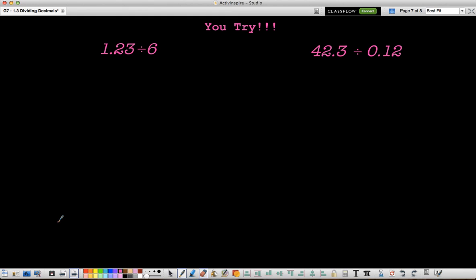Right, and then the last part of this are the you-try problems. So you have 1 and 23 hundredths divided by 6, and 42 and 3/10 divided by 12 hundredths.